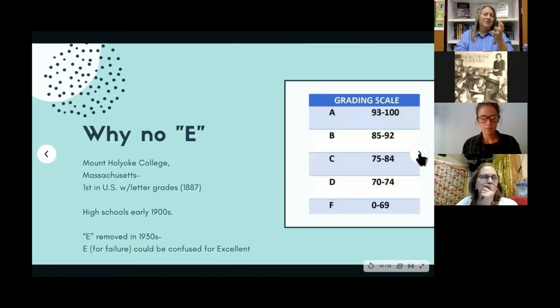And then I also was wondering, why is there no E in our letter grade system? Because apparently there was. But as the letter grades came to the US and colleges started to use them in the 1800s, and then high schools in the 1900s, around the 1930s, they actually removed the E because they didn't want people to think that the E could represent excellent when it was really on the low end with failure.